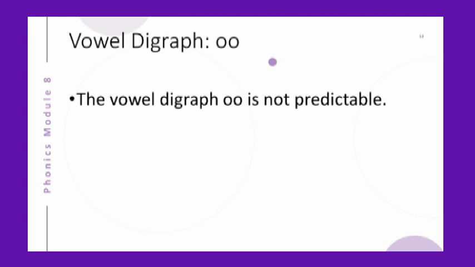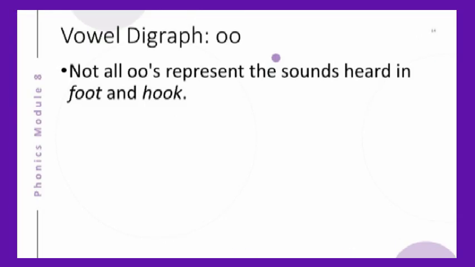When we see the vowel digraph double O in a word, we cannot be sure of the phoneme it represents. The double O usually represents the phonemes we hear in either food or hook, but it can make other sounds. When you see a double O in an unknown word, the only clue to pronunciation is that most often it represents the oo in goose. Not all double O's represent the sound heard in food and hook.